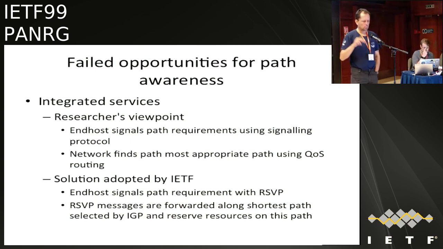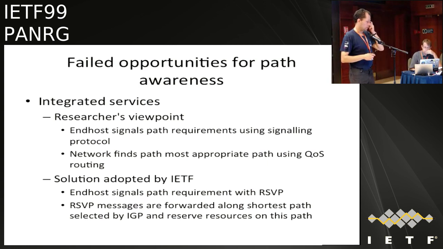integrated services came. And late 90s, we need to have quality of service, and we need to have better control on the flows that we send, and we need to reserve bandwidth in the network for specific flows. If you look at integrated services from a researcher's viewpoint, what the researchers dreamed about integrated services was a solution where the end host signals the path requirement using a signaling protocol, whatever the signaling protocol, and then you have a quality of service routing protocol which is used in the network, which, based on the requirements that are expressed by the end host, will select the path and will allow the packets to follow this specific path.